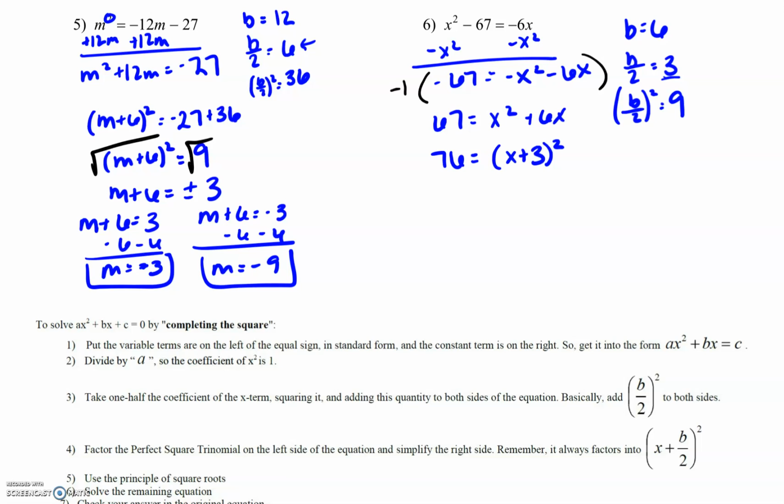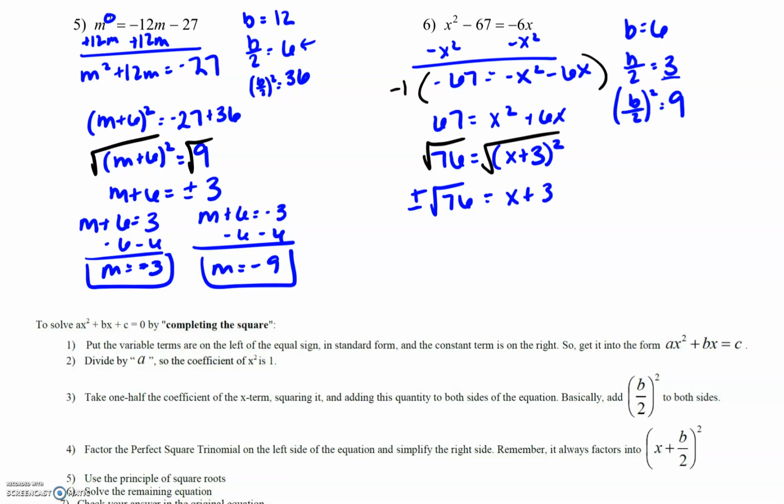And if you don't like that, don't do that. Go ahead and put the plus 9 on both sides and factor that way. This is just a shortcut. All right, now that we have our squared term by itself, I can take the square root of both sides, and I get plus or minus the square root of 76 equals x plus 3.